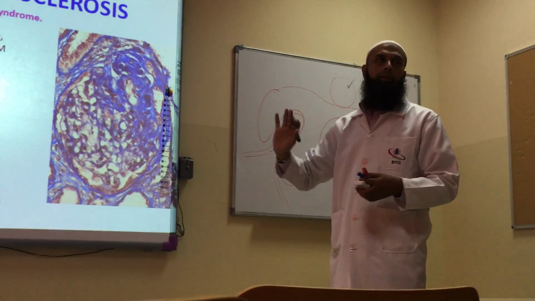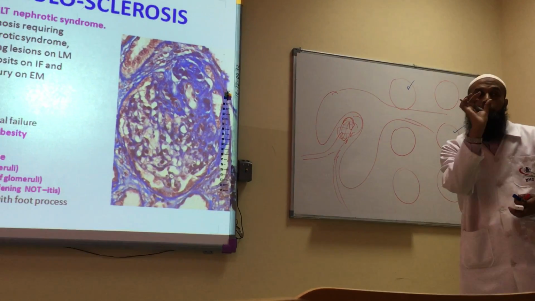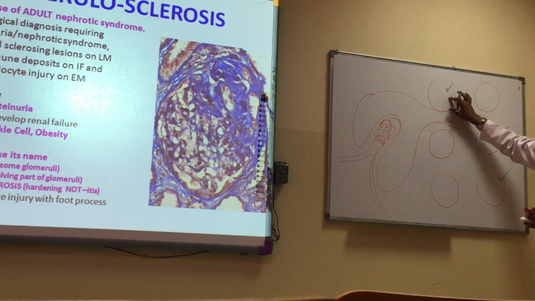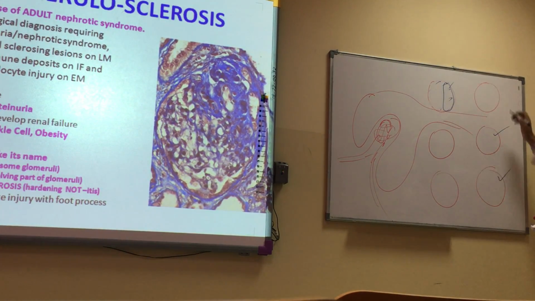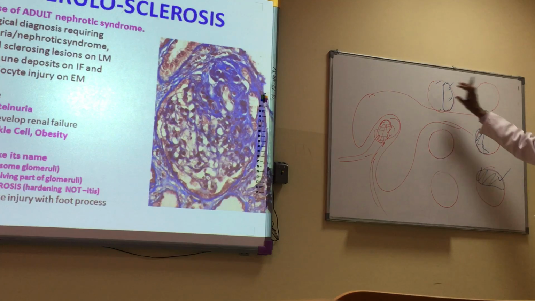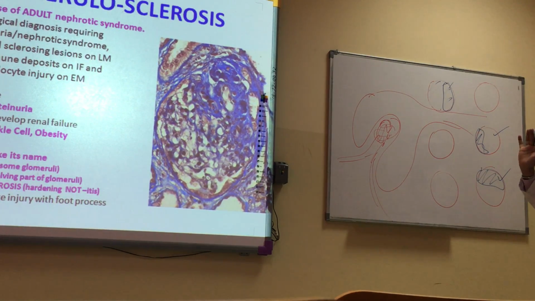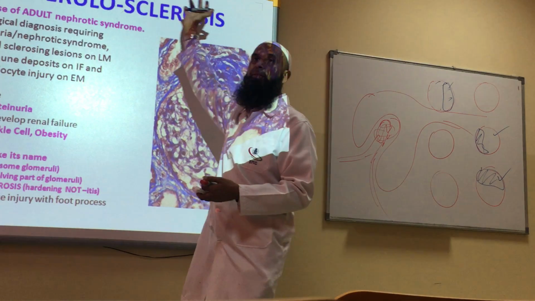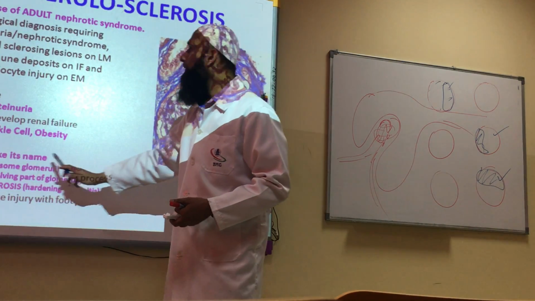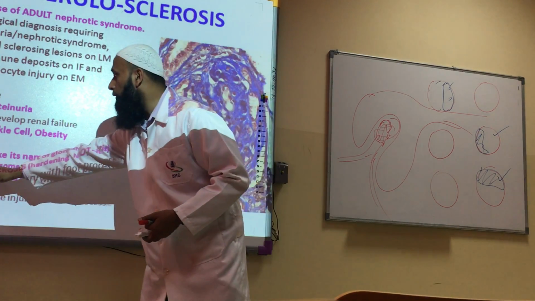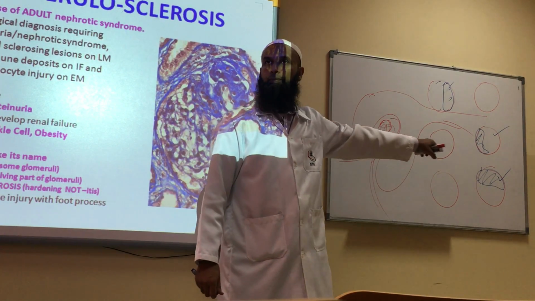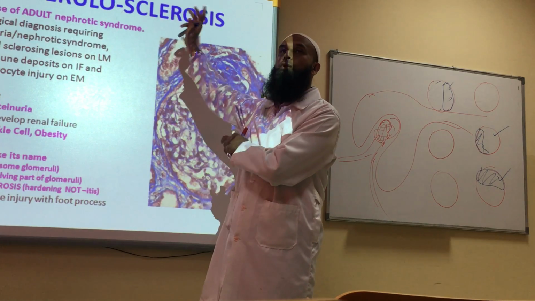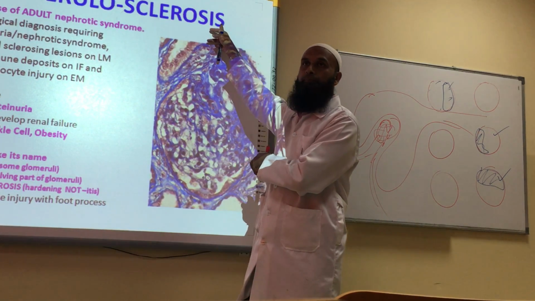What is the meaning of segmental? Segments, a small part of the glomerulus. Even those glomeruli which are involved don't show that the whole glomerulus is involved. Rather, only part of the glomerulus is involved, and the rest is not. So this is called focal and segmental. On light microscope, we will find focal segmental pathology. Focal means involving some glomeruli, and segmental means involving part of the glomerulus. That's why this disease is named focal segmental, and the word sclerosis means hardening.